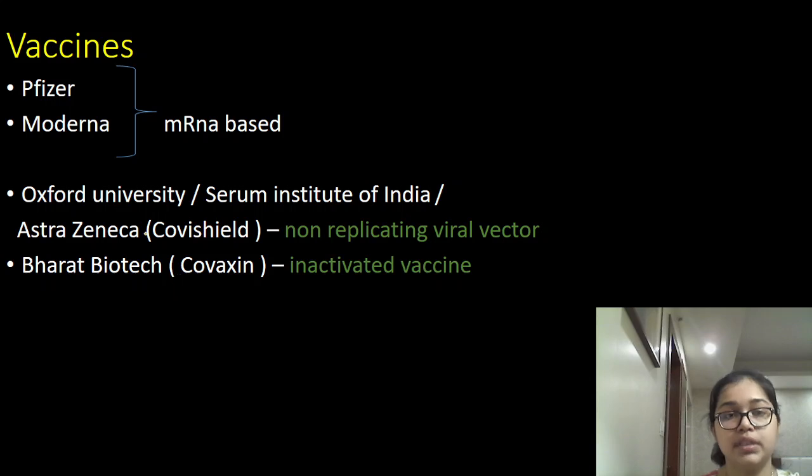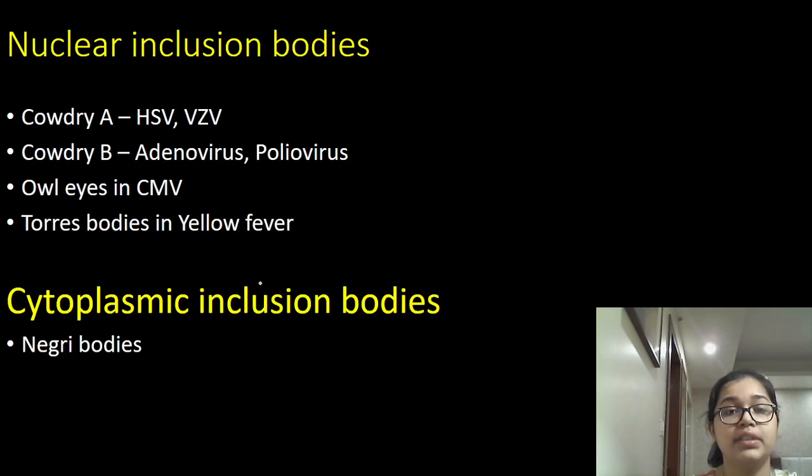The vaccines which are available are mRNA based, like Pfizer and Moderna. In India, we have Covishield, which is a non-replicating viral vector, and Covaxin, which is an inactivated vaccine.